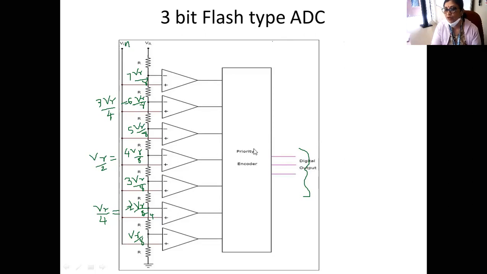After the comparators, you are going to connect the priority encoder. So a voltage divider circuit, comparators and priority encoders are used in order to build the 3-bit flash ADC, very similar to that of the 2-bit ADC. Okay, take a screenshot of this. Students, take a screenshot of this. Have you taken a screenshot? Yes, ma'am.